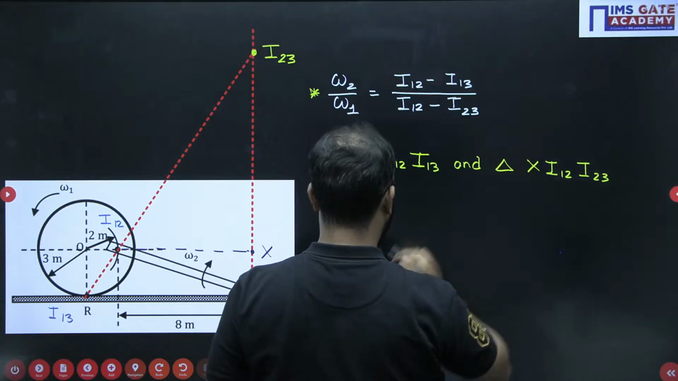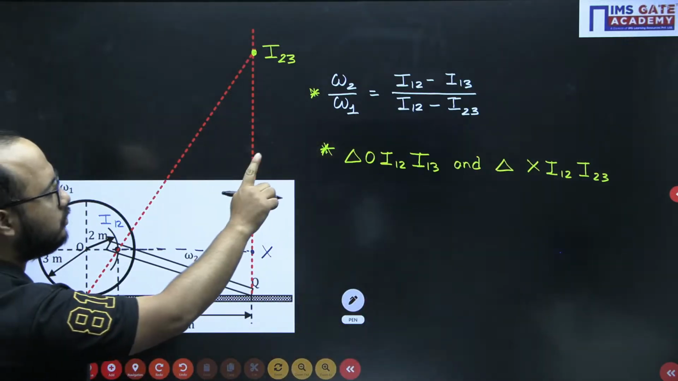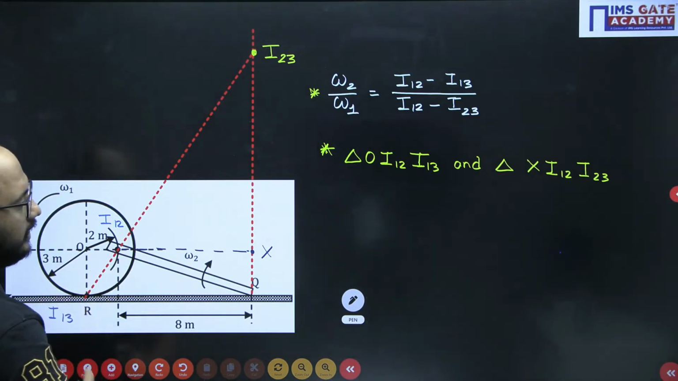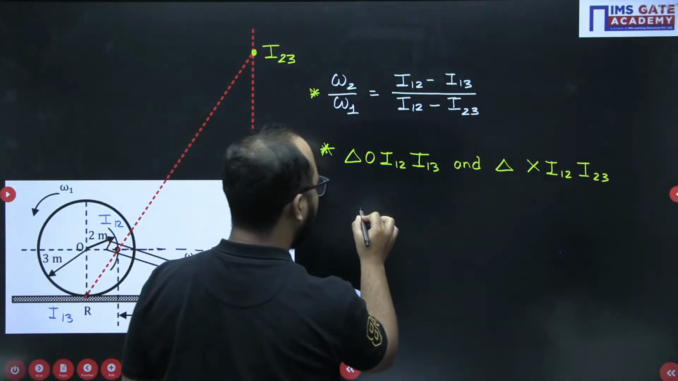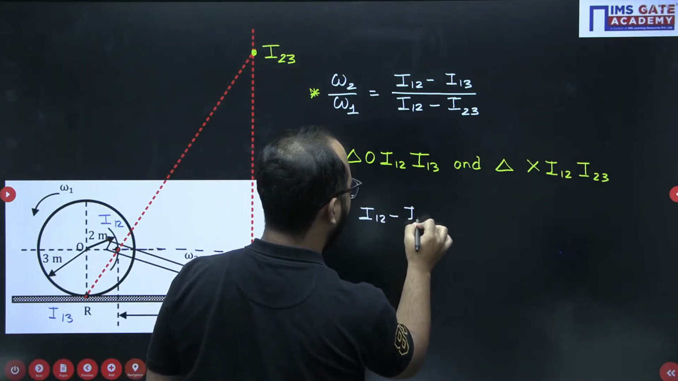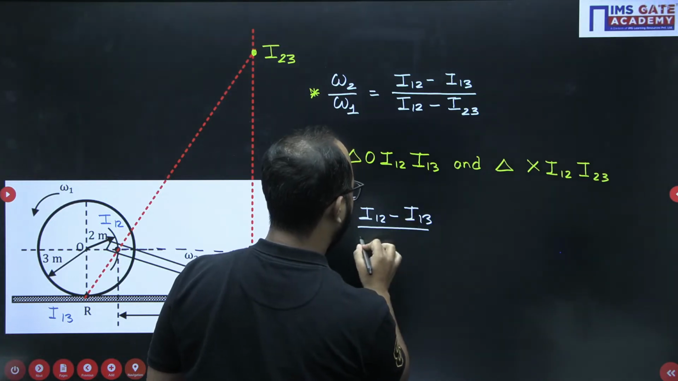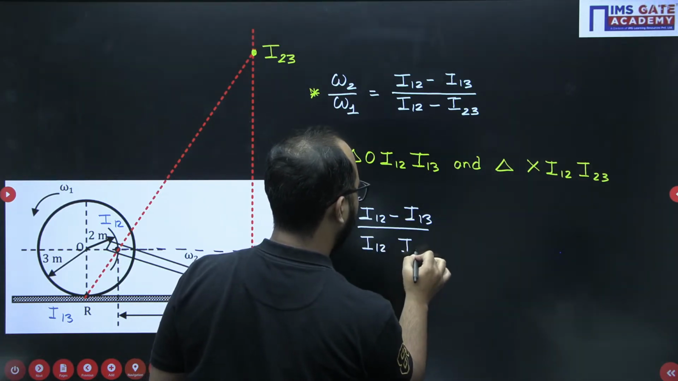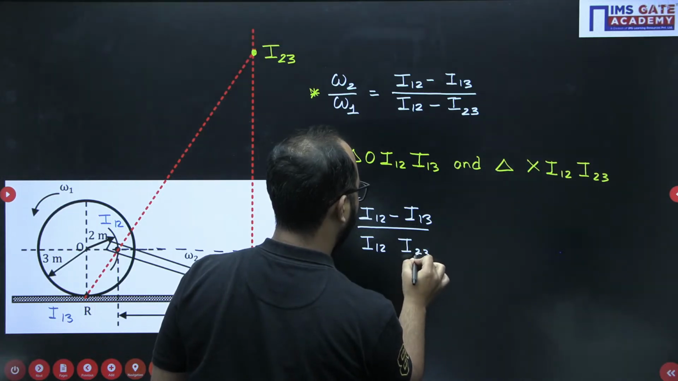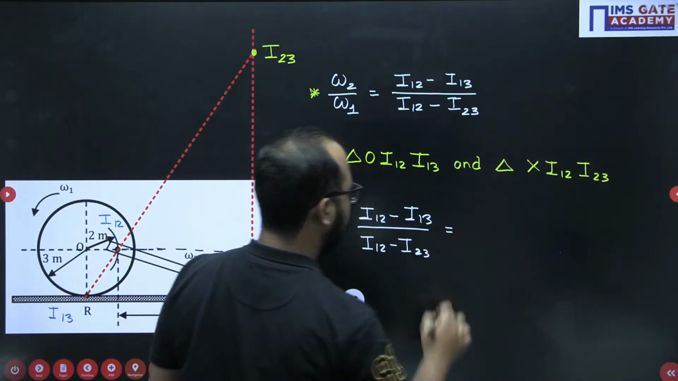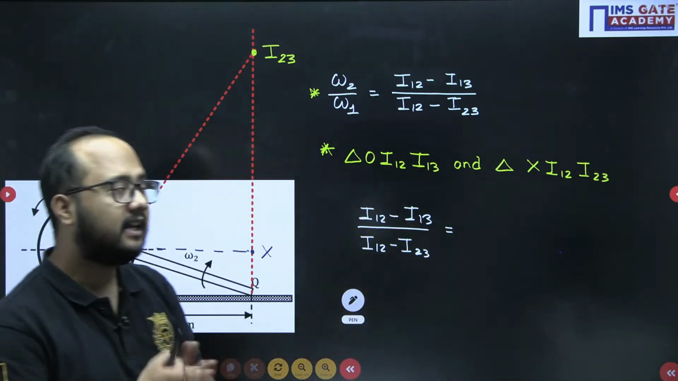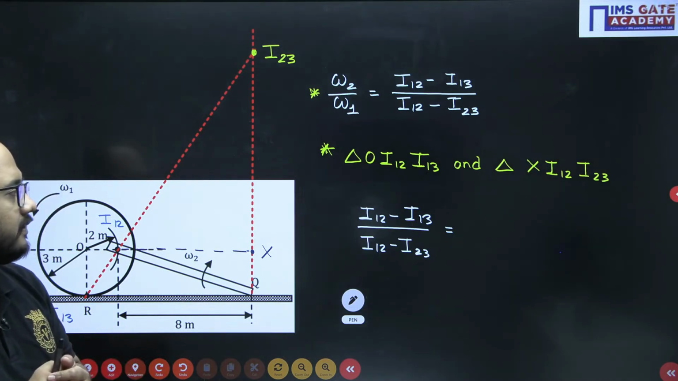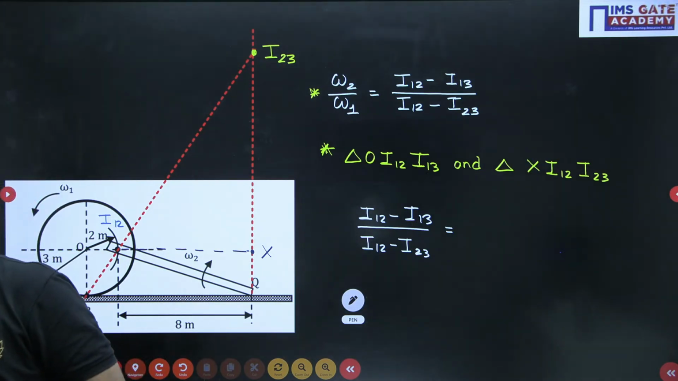So we'll solve this problem here. Now what do we need? I12 I13, and I12 I23. This distance ratio we need. So how to write this ratio? I12 I13 and I12 I23. How can we write down this distance? Tell me fast. Anyone? Any idea how to write this thing?